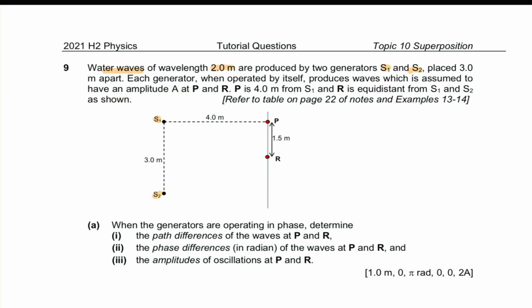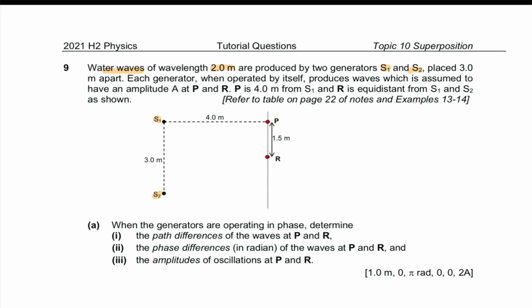So what it's saying is that by the time this wave from S1 reaches P on its own, the amplitude is A. Same way it reaches R, the amplitude is also A, and same for these two as well. So what this is trying to tell you is that both sources have the same amplitude when they come to points P and R on their own. Okay, very important.